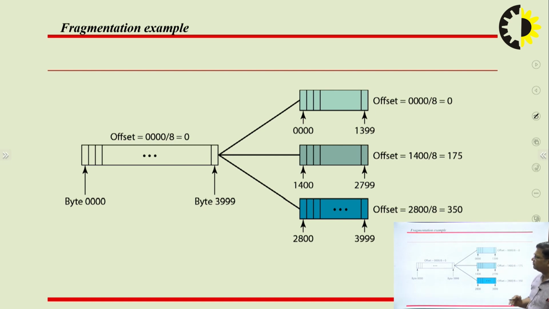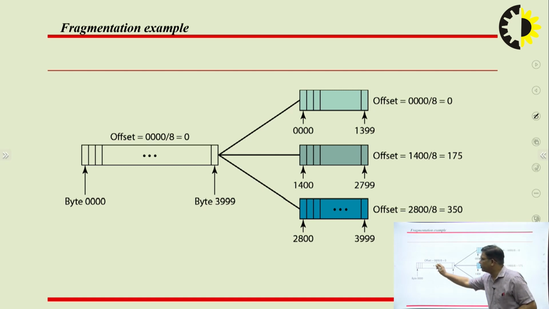Now this is an example of fragment offset. For fragmentation, we have to divide the starting number of the offset by 8, because 1 byte is equal to 8 bits. The total size is given in the question, so that you can very easily calculate the fragments.